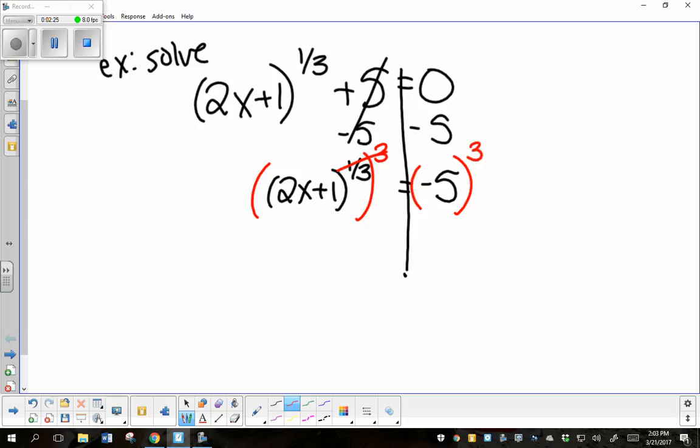It's basically the reciprocal of that power. So these go away. We're left with 2x plus 1 equals, what's negative 5 to the power of 3? Negative 125.